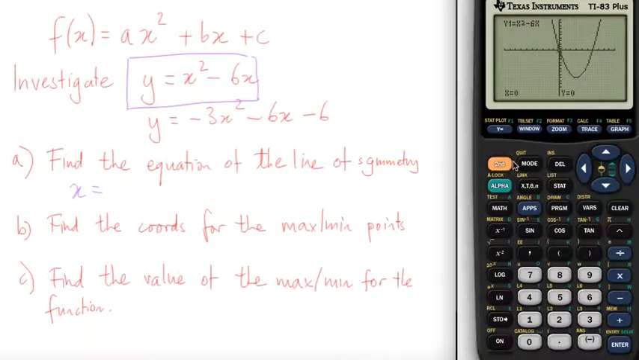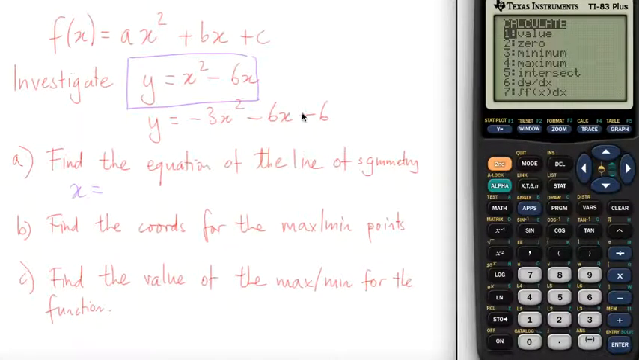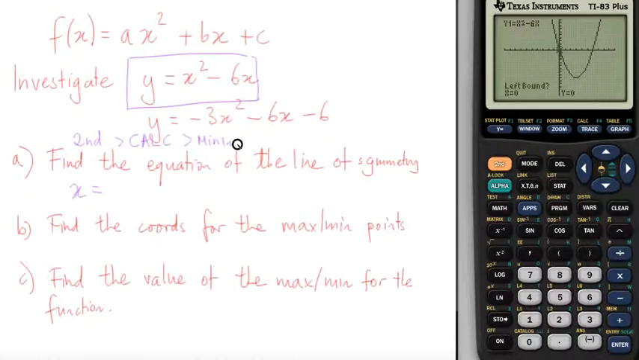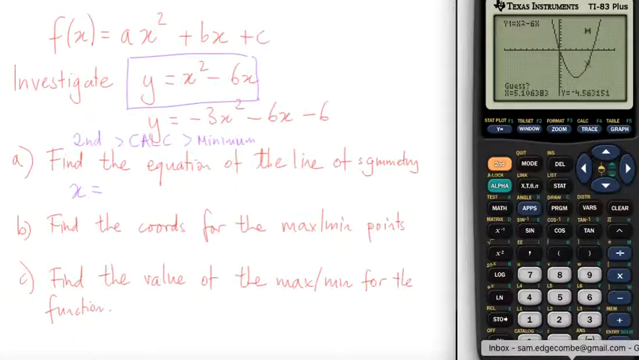Okay, it's second calc, and then minimum. Second calc, minimum. And we choose a left bound, a bit like with finding roots, and we want to go to the right of the minimum, so you have to go all the way around here, and then a guess anywhere in between those. Oh, I made a mistake there.